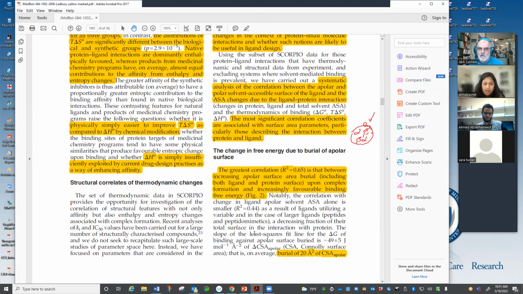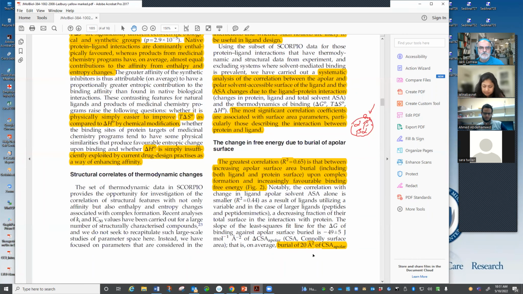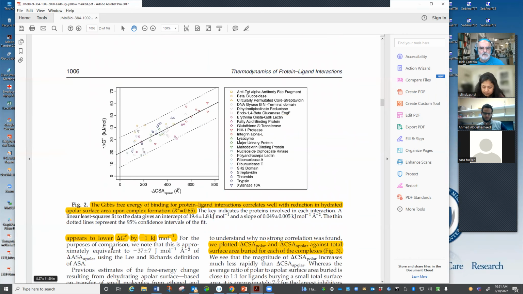Okay. And then they describe the characteristics here. So the least squares fit of the line, da da da da. The slope is minus 49 joules per mole per square angstrom. Okay. On average, the burial of 20 square angstroms appears to lower delta G by 1 kilojoule.